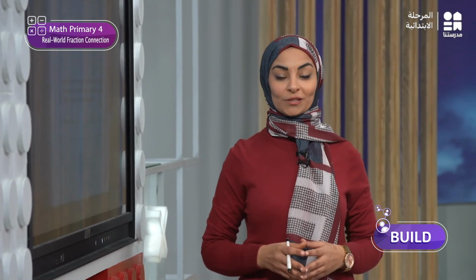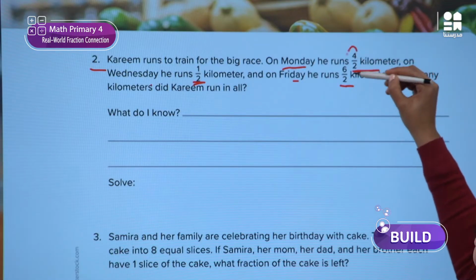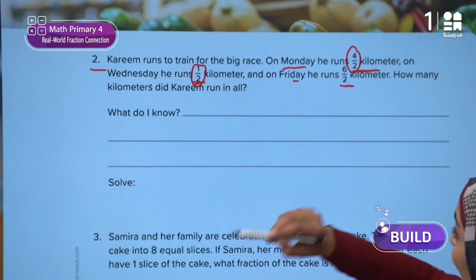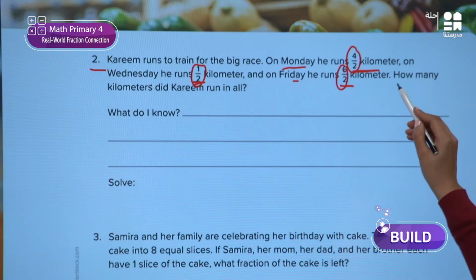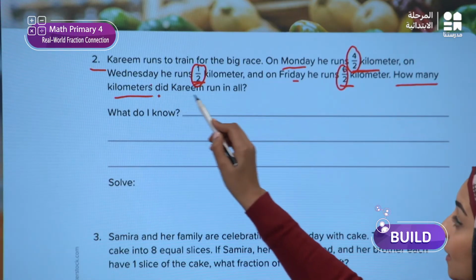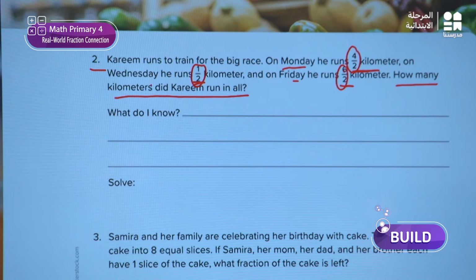I want each one of you to get a pen and do exactly what I will do in your school books. First, we will circle the numbers we have. What are the numbers we have? I have 4/2, and I also have a half, and I also have 6/2. Second, I will underline the question. What does the question say? It says, how many kilometers did Karim run in all.